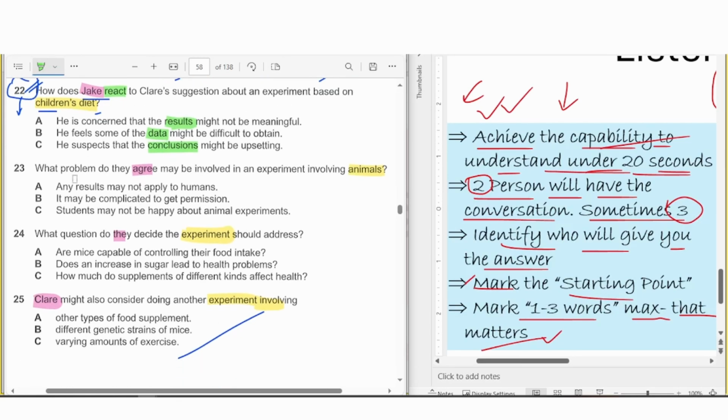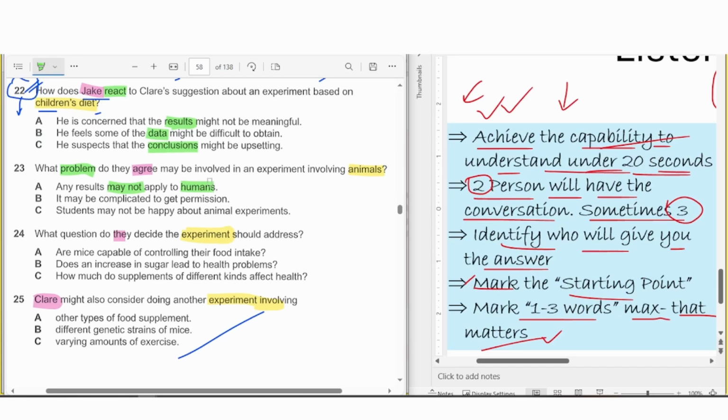In 23, you are looking for a problem here. Do they agree? Maybe involved in an experiment involving animals. So both options will give you the answer: one will give you the answer, another one will give you the confirmation of that answer. Any result may not apply to humans. It may be complicated to get permission.